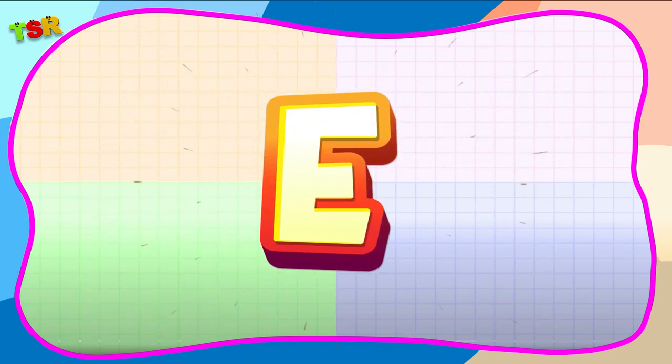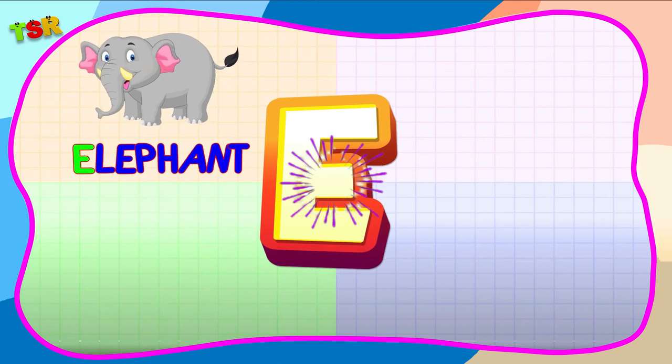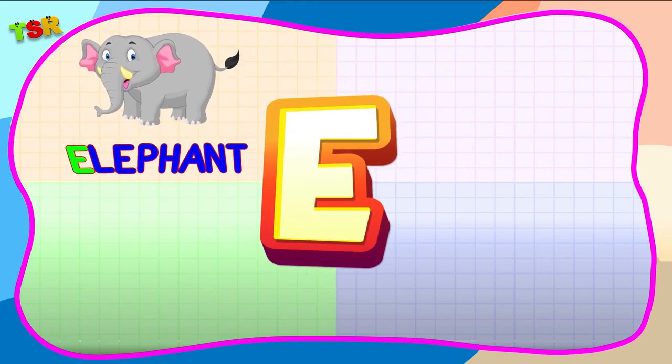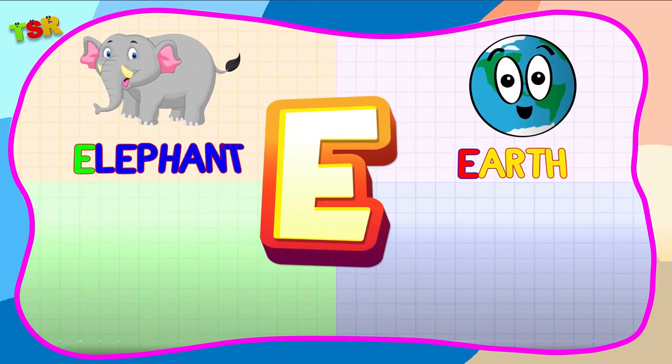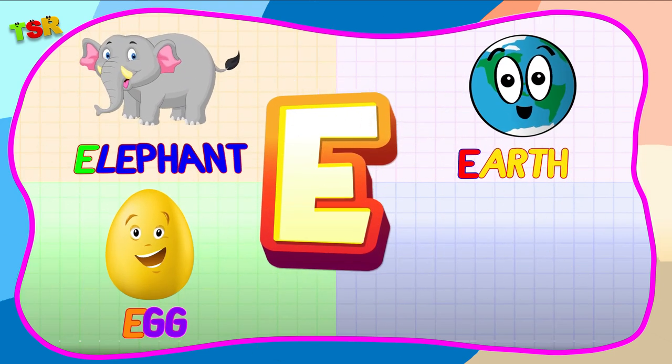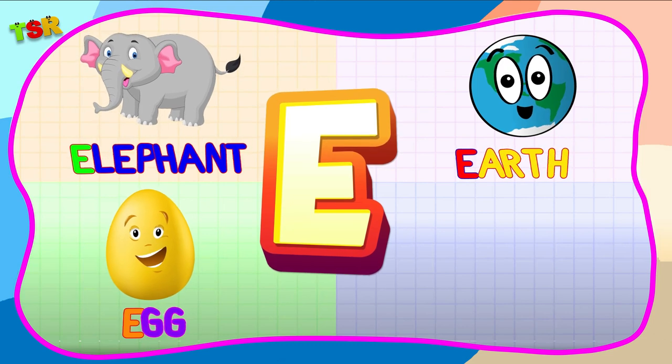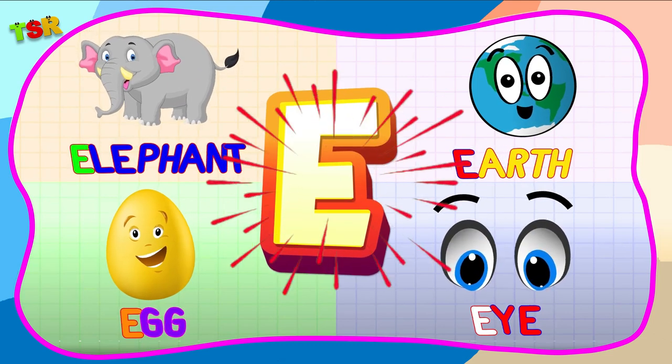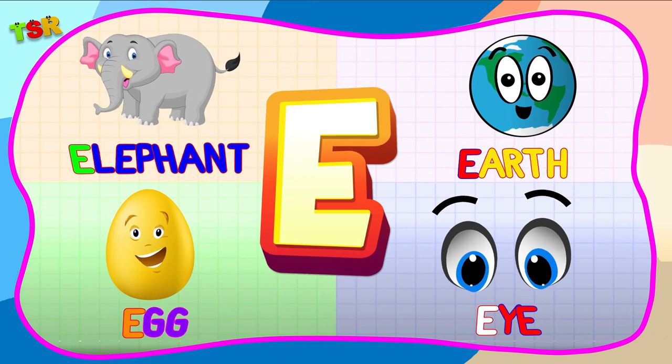Letter E is for elephant, elephant. Earth, earth. Egg, egg. Eye, eye.